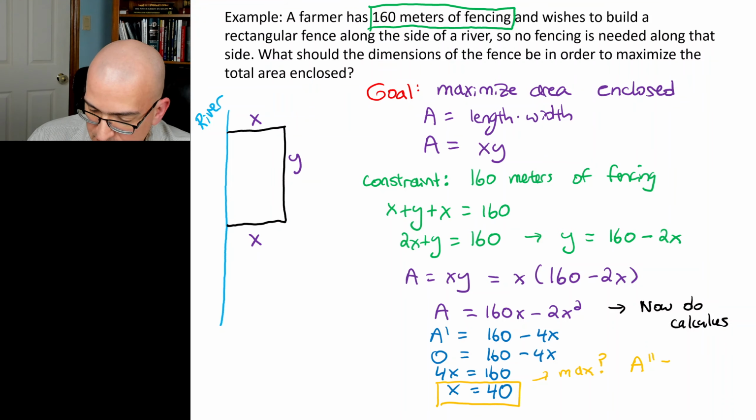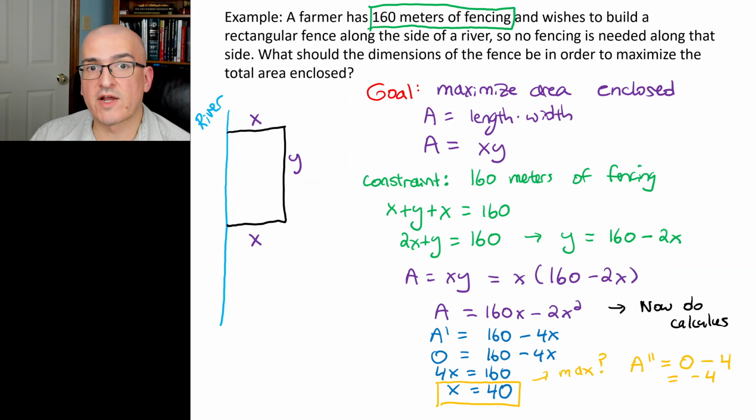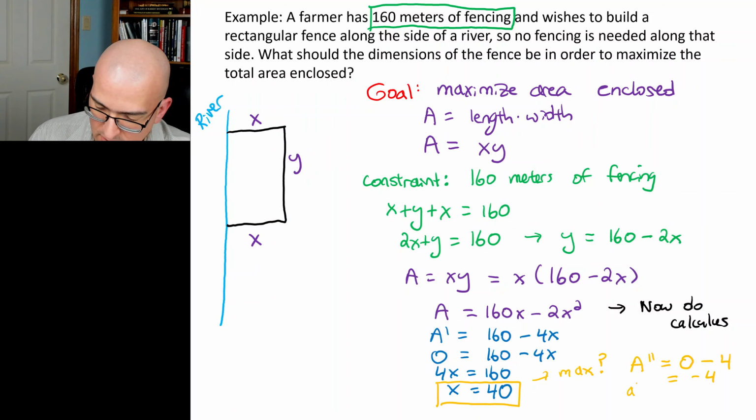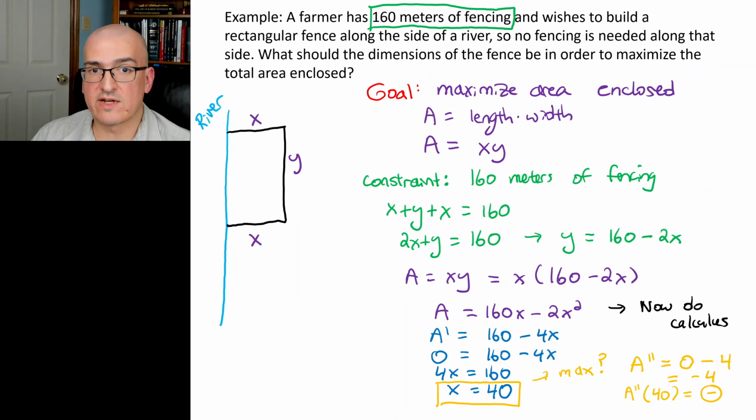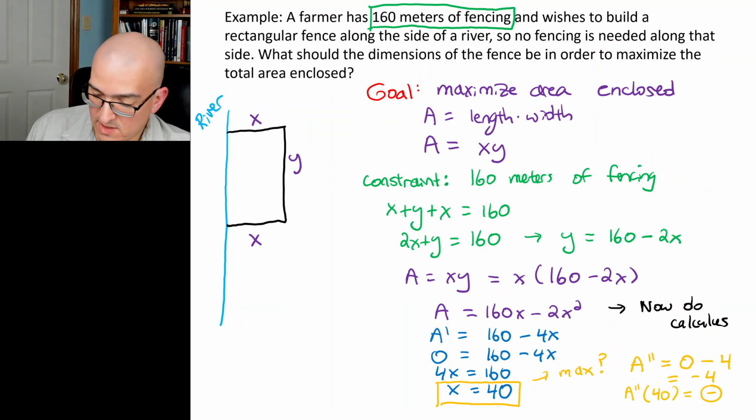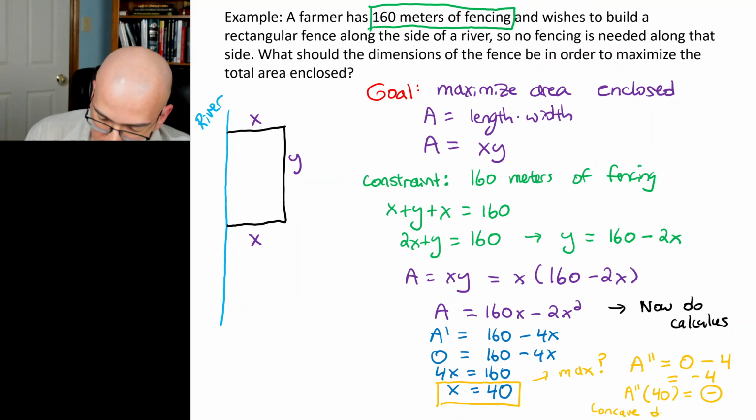Let's take the second derivative. The derivative of 160 is 0. The derivative of negative 4x is negative 4. So the second derivative is always negative. So A double prime evaluated at 40 is equal to negative. It's always negative, including at 40. That means it's concave down, which is a max.